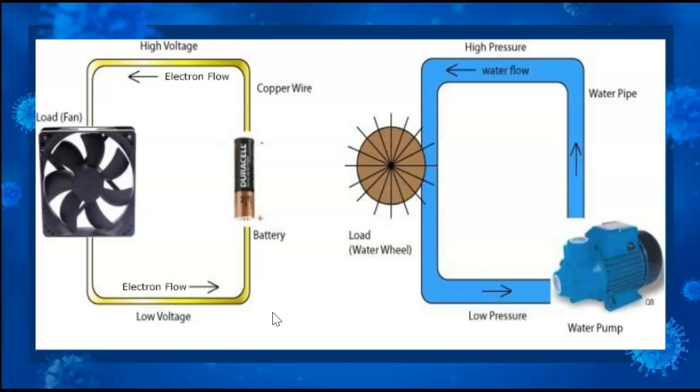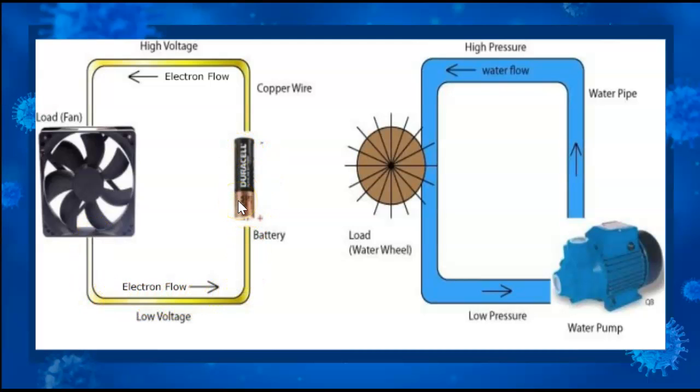Now, an analogy that's often given for what voltage is the use of a water pump, for example. So a battery is going to give energy to electrons and then send them out into the wire. Now, those electrons will travel through the wire and then they'll hit some sort of load, a fan, for example, and that will cause the fan to turn. And then the electrons will return back to the battery.